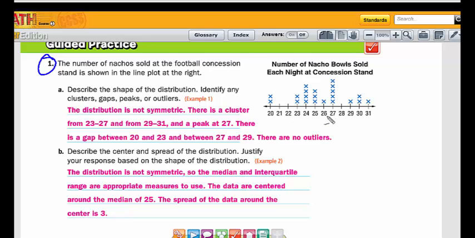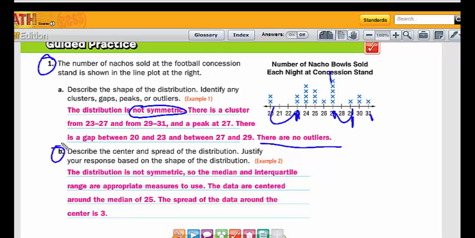So first of all, we would say that it is not symmetric. It does not look the same side to side, so not symmetric. There's a cluster of data from 23 to 27. There's our cluster. And also another cluster from 29 to 31. So we have a peak at 27, and there is a gap between 20 and 23. Here's a gap, and between 27 and 29. And there are no outliers.